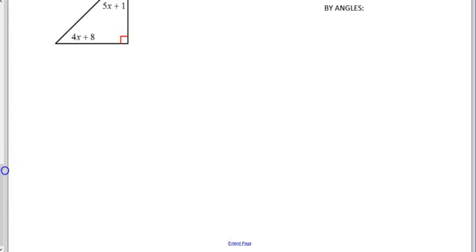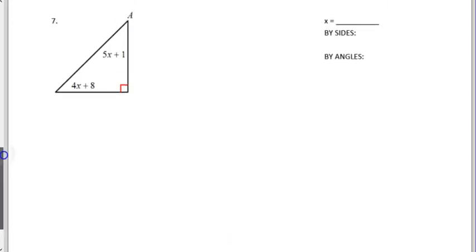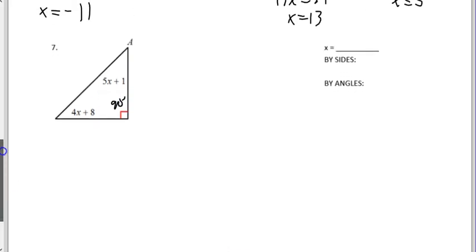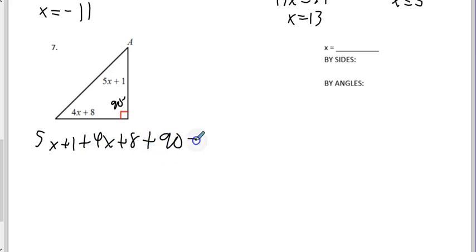All right, so this one gives us information, but it doesn't. Remember, that symbol means 90 degrees. So I have 5x plus 1 plus 4x plus 8 plus 90 equals, nope, I'm getting ahead of myself with a shortcut, 180.